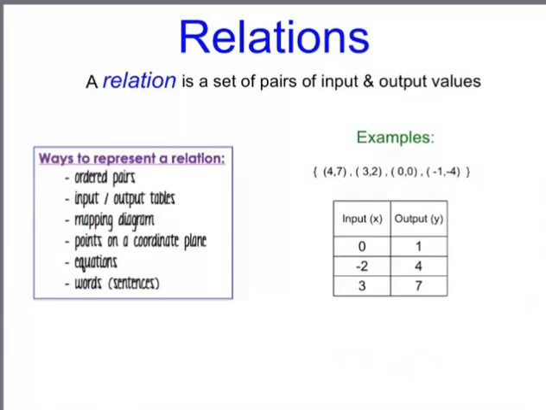But over here in this little box, it does tell you that you can represent relations in ordered pairs, in an input-output table. Some of you guys call those T-charts, in a mapping diagram, in points on a coordinate plane, in equations, or just in words and sentences. Back in the beginning of the year, we talked about translating math from an expression or from a point into words and sentences. So this is another time where we will be doing just that.